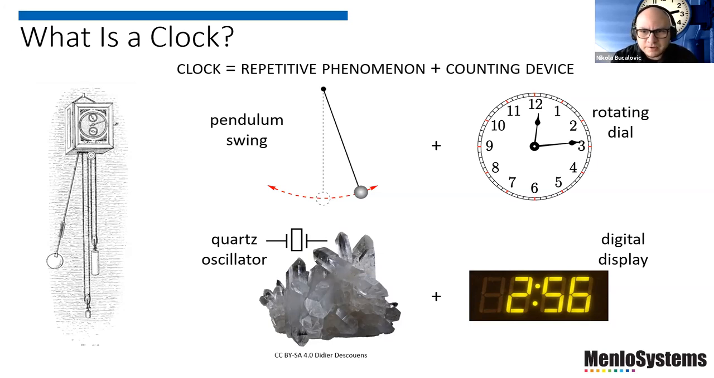When we say a clock, we mean a repetitive phenomenon that can be counted. So in the most obvious representation, it's a pendulum swing and the rotating dial, which is your grandfather's clock on the wall. In a little bit more modern form, you have a quartz oscillator and the readout of the quartz oscillator, which is completely fine. This stuff runs free running. They are not references, but they are good enough for you to have your timekeeping during the day.